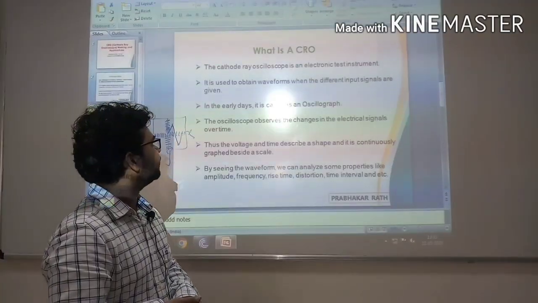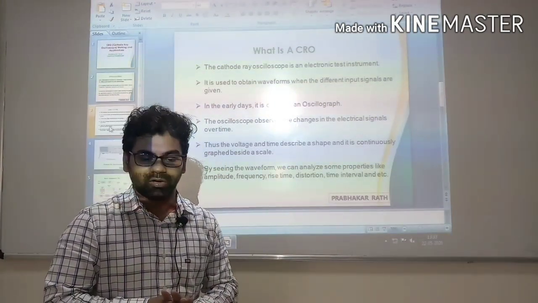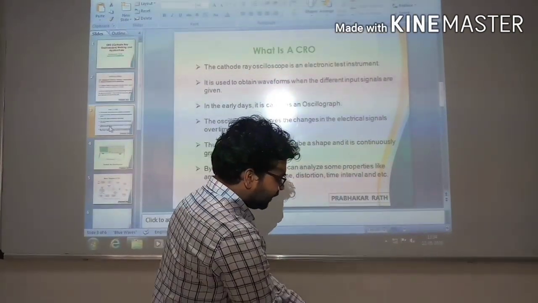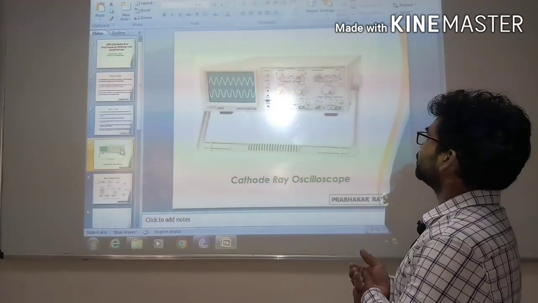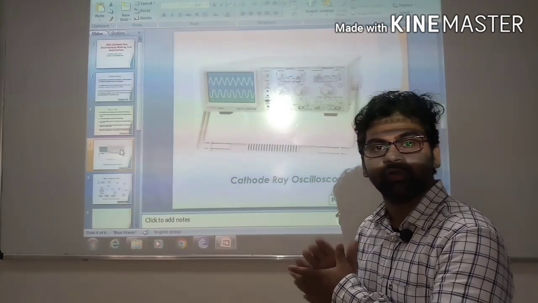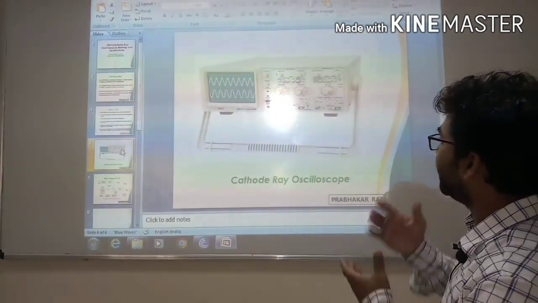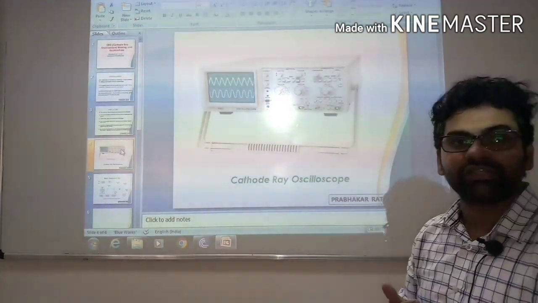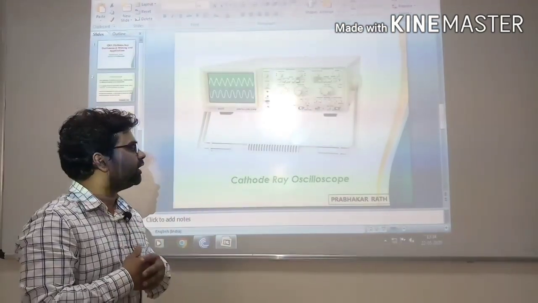So, in the early days, what happened? It was called an oscillograph. We use cathode ray, that's why it is called cathode ray oscilloscope. This is your cathode ray oscilloscope. The cathode ray oscilloscope is subdivided into two types. One is your analog cathode ray oscilloscope and another is your digital oscilloscope. According to our uses, we can use analog or digital cathode ray oscilloscope as per our requirement.